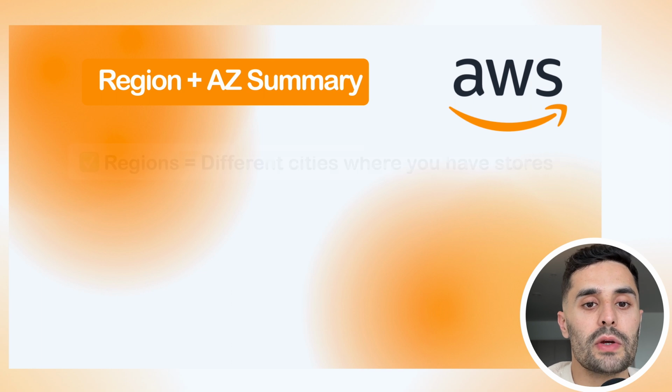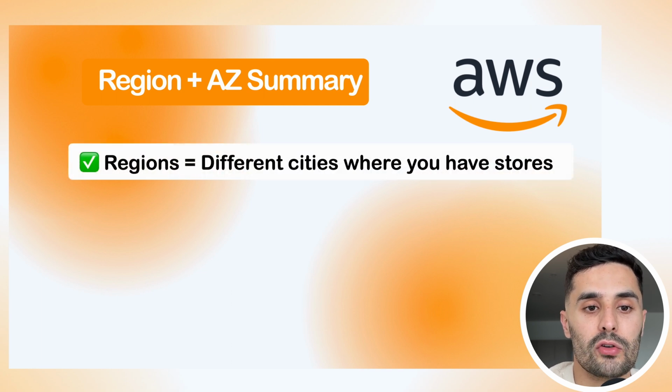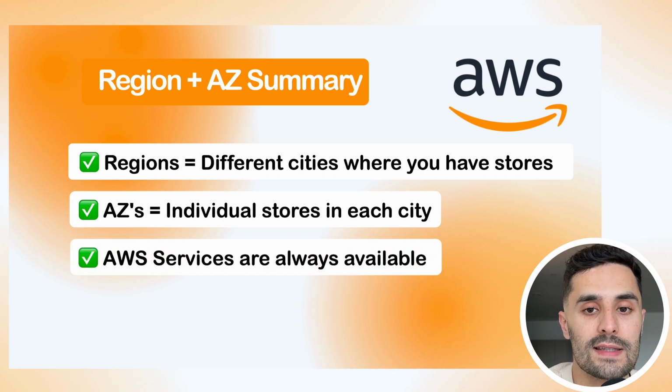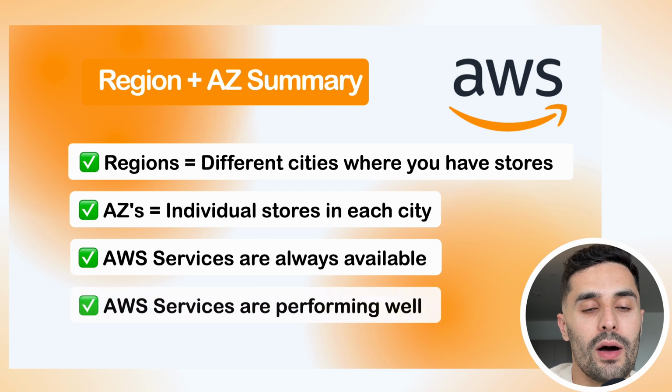So in summary, regions are like different cities where you have your grocery stores, and availability zones are like the individual stores in each city. Together, they help make sure your AWS services are always available and performing well for your users, no matter where they are in the world.